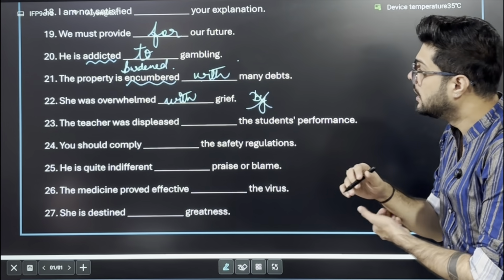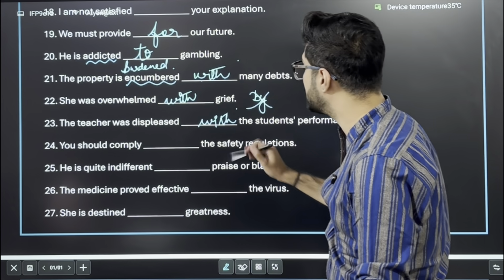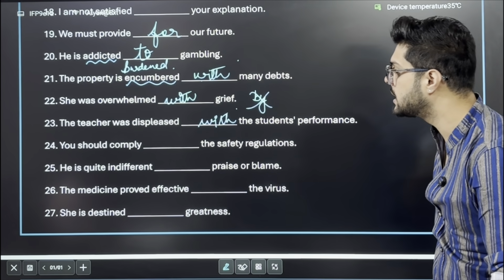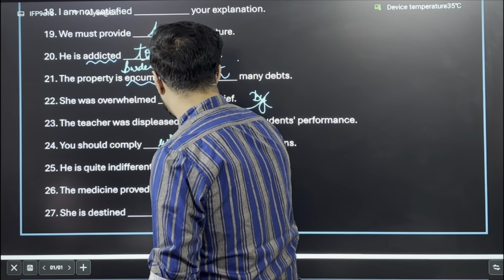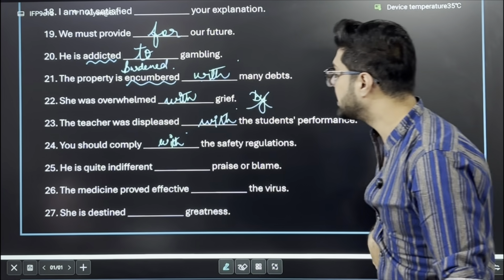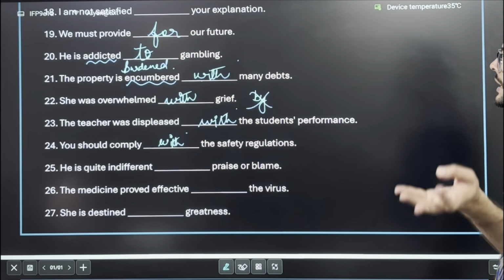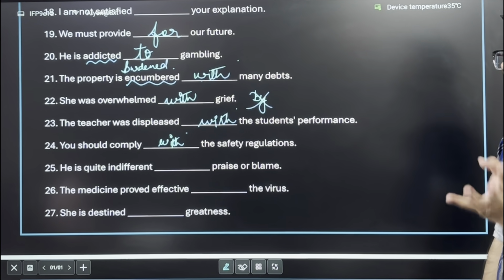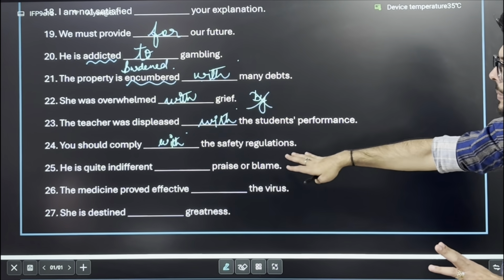With any emotion. The teacher was displeased with the student's performance, not happy with the student's performance. We must comply with the safety regulation. So सब में आपका with use होगा. Encumbered with, overwhelmed with emotion, displeased with the performance, comply with. Comply को लेके मैंने अभी बताया आपको. You abide by, adhere to and comply with.